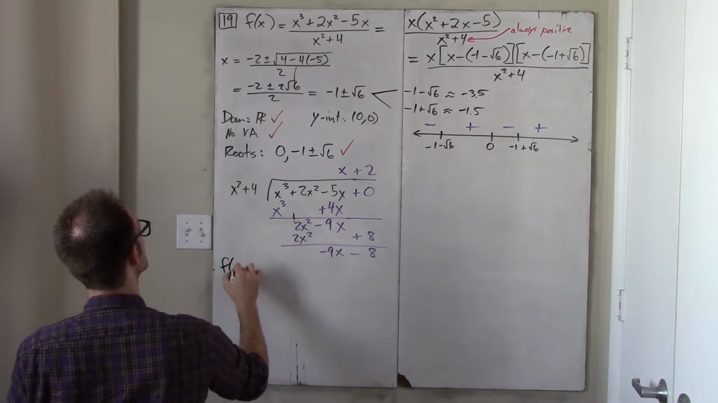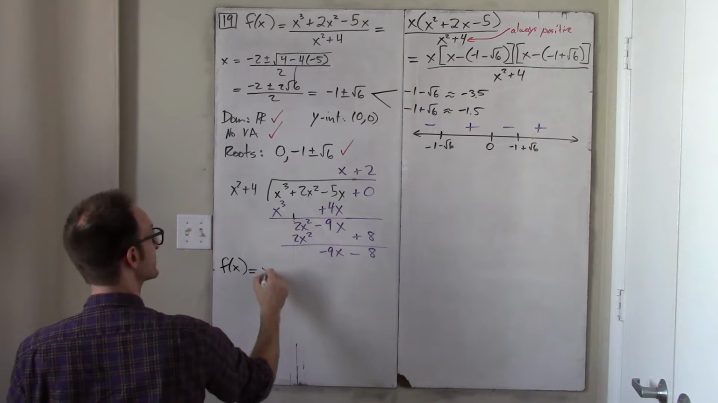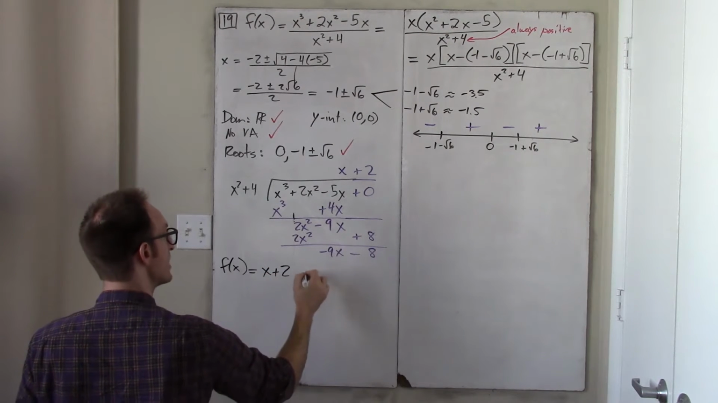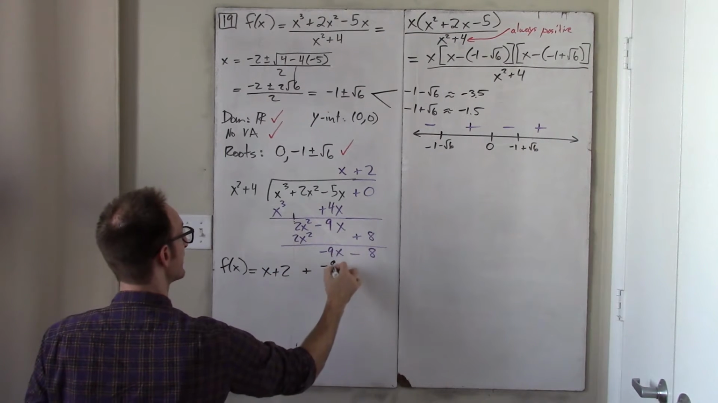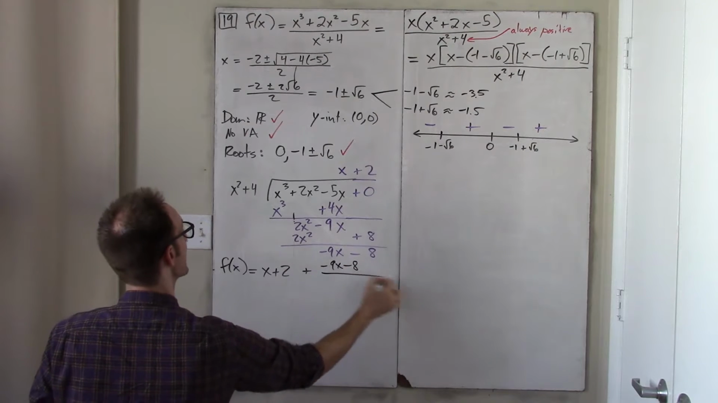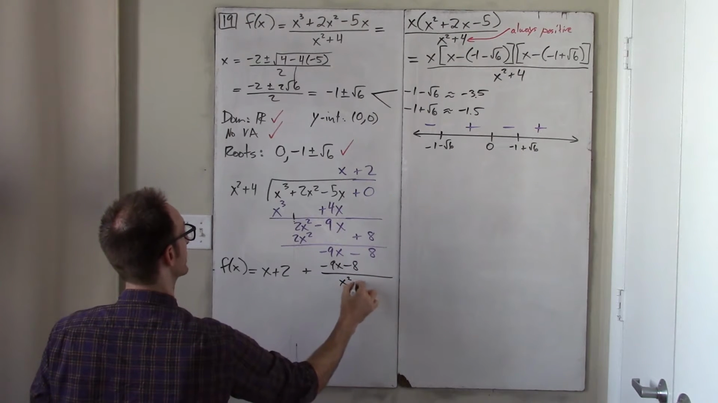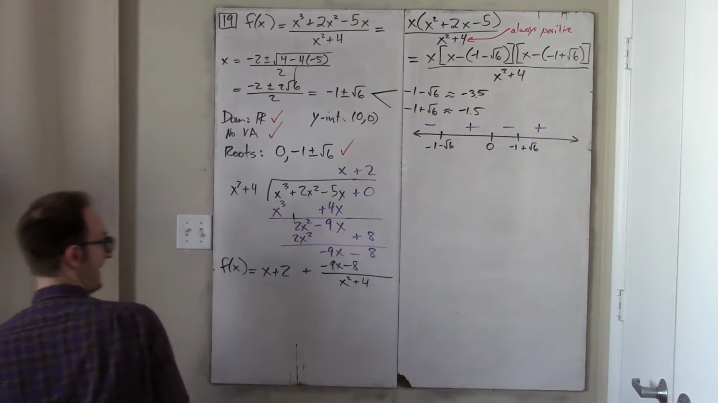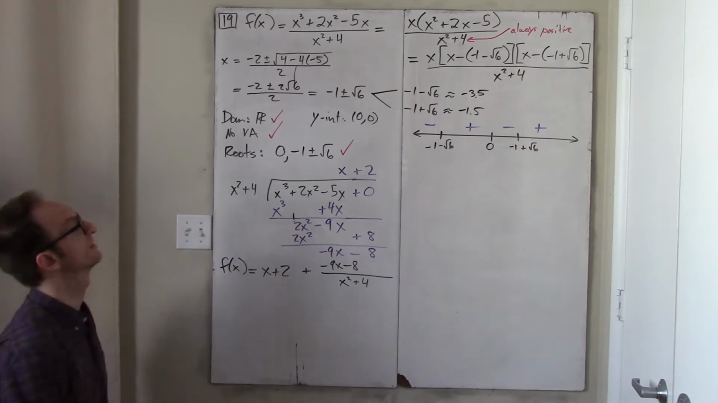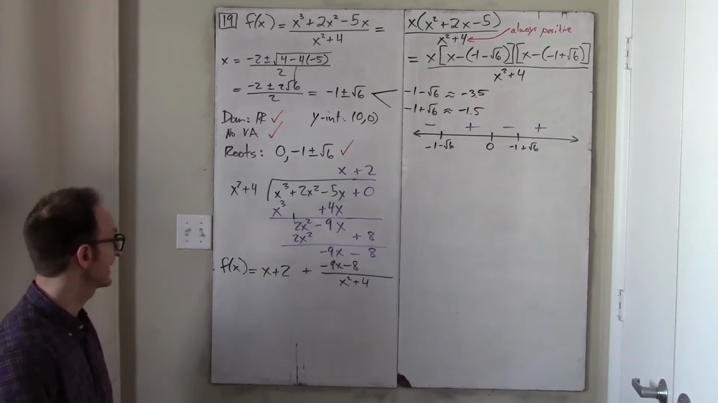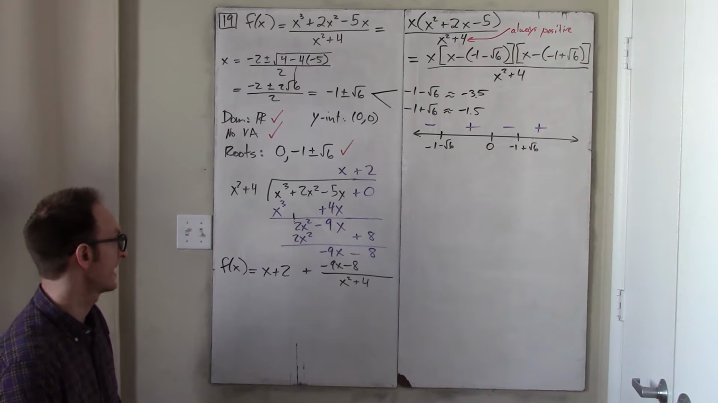I've just learned that this function is really just x plus 2, but with a remainder of negative x minus 8 over x squared plus 4. And I could even check this if I wanted to be extremely careful.